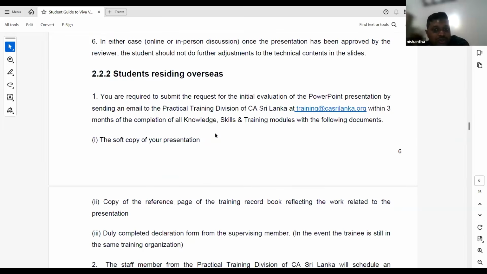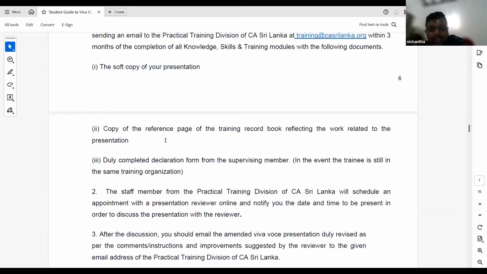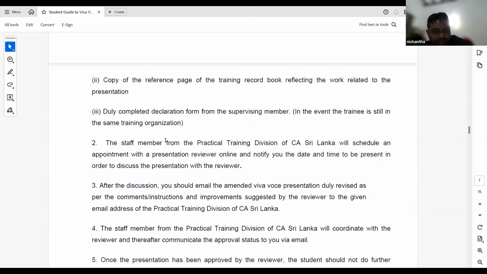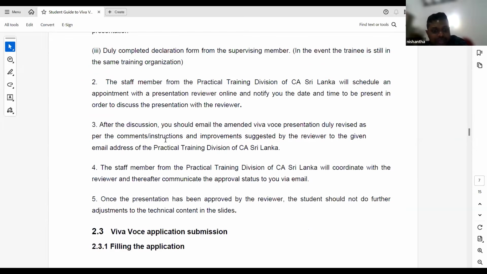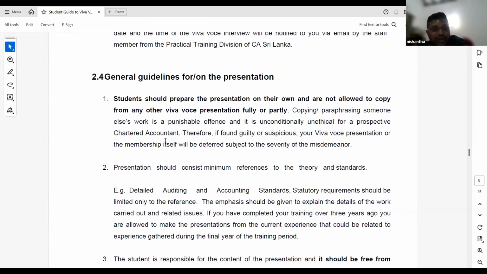For those residing overseas also, for evaluation, send the PowerPoint presentation by email within 3 months of completion. Anyway, you have to send the presentation to the training division. Again, they will give a time slot to do the presentation. Application filling details are already available. You can refer to those.